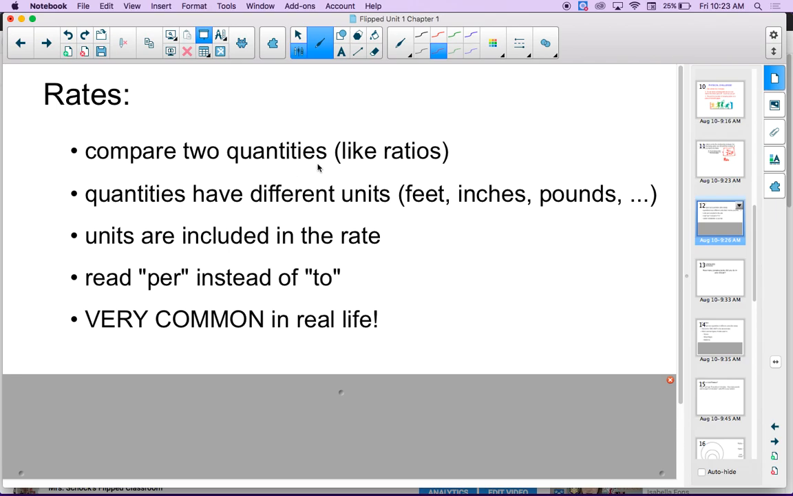Rates compare 2 quantities, just like ratios. But the difference between a ratio and a rate is that rates have quantities that have different units. So feet, inches, pounds. For us, we did jumping jacks and minutes. So because the units are different, we have to include them in the actual rate when we write it. All right, so that's what's setting us apart now from a ratio. We're still comparing 2 quantities, but now we're putting units in our work.